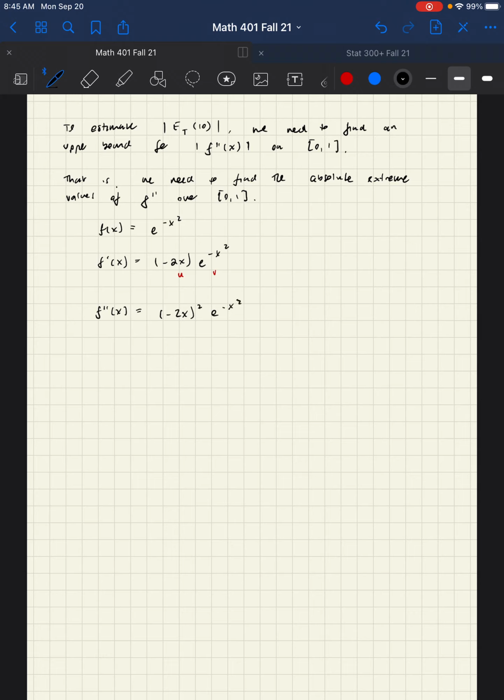So, we get negative 2x squared e to the negative x squared plus, and now u prime times v, so negative 2 e to the negative x squared. And then if we simplify that, pull out the e to the negative x squared, we actually end up with 4x squared minus 2 times e to the negative x squared.